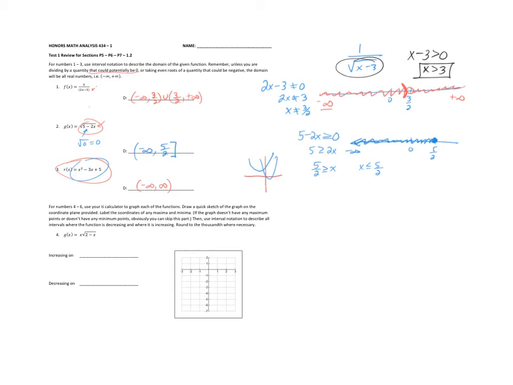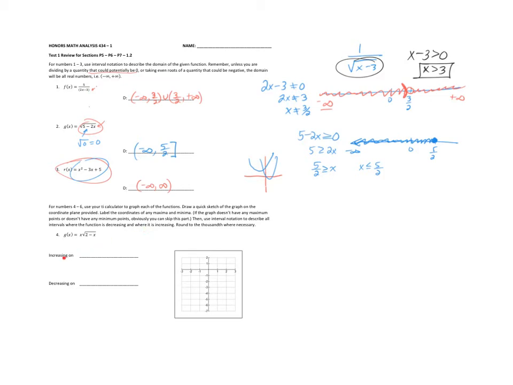Now, as we look at number 4, we're being asked to graph the function that's given on a calculator. So we can draw a quick sketch on the coordinate plane that's given here, and then we should be able to find coordinates of maximums and minimums. Or if it just has a minimum, great. If it doesn't have a maximum, or if it just has a maximum, that's great. It doesn't have any minimums, whatever. We'll see once we get a picture of the graph.